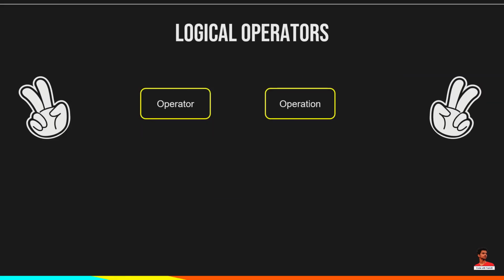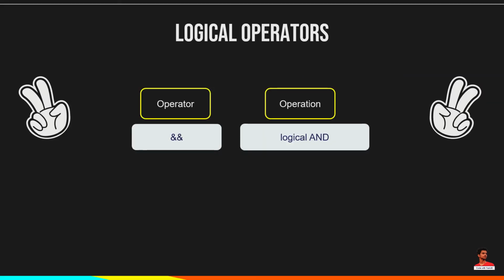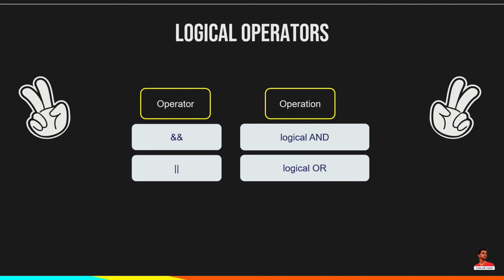Logical AND returns true if both statements are true. Logical OR returns true if one of the statements is true.